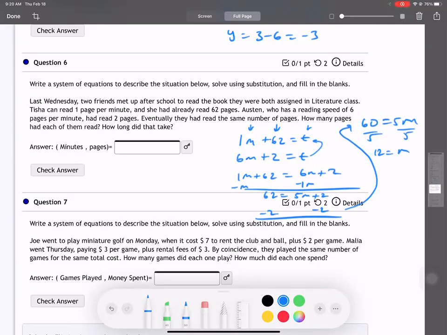Well, after 12 minutes, how many pages was that? Let's use this formula up here. 1 times 12 minutes plus 62 pages that Tisha already read gives you 74 pages. So after 12 minutes, they read 74 pages total. These word prompts can be very difficult when we've never seen them before and we're out of context. But with enough practice of these types of problems, you'll see it's really very formulaic.